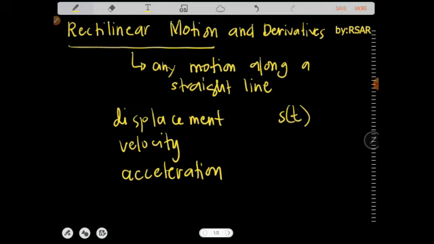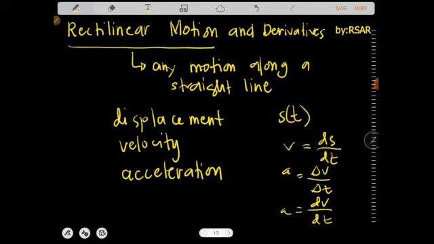For the velocity, we can denote it as small letter v and the acceleration as small letter a. So, for instance, if we take the derivative of the displacement, it is like this. Velocity is equal to ds over dt, or the derivative of the displacement in terms of time. While the acceleration is the change in the velocity over the change in time, or simply, the derivative of the velocity over time.